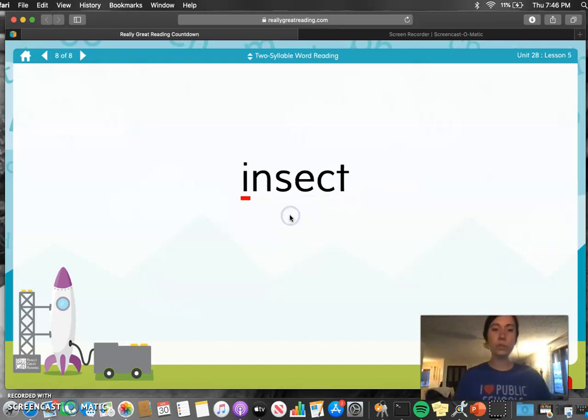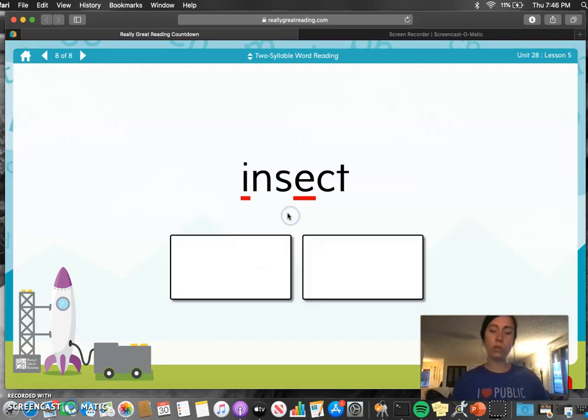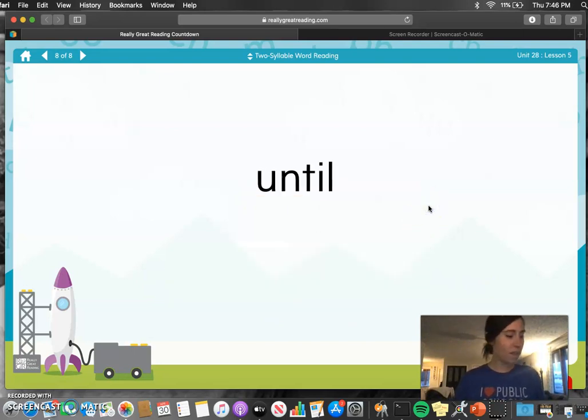Okay. I have 2 vowels in this word, the I and the E, so I'm going to move those 2 vowels down on my boards. Then I'm going to move my consonants down. I'm going to move the N, the S, the C, and the T. All right, so let's read these as words and then let's read it as a whole word, friends. Insect. What's our whole word? Insect. Nice job.